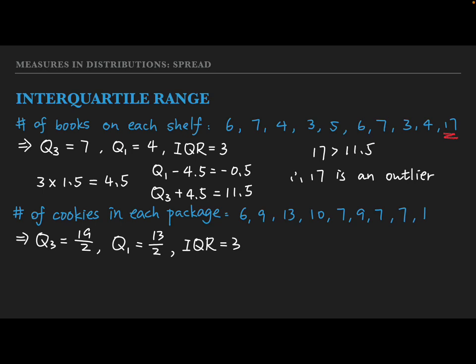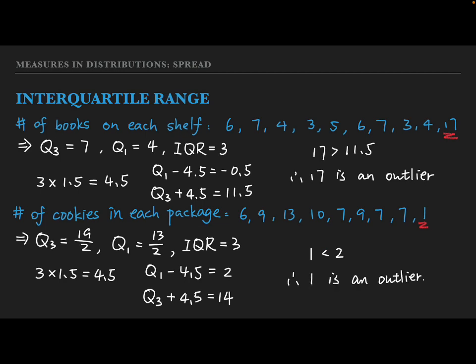In the case down here, we repeat the same steps. Multiply the interquartile range by 1.5. 4.5 below the first quartile is 2, and 4.5 above the third quartile is 14. There's no value larger than 14, but 1 is smaller than 2, so it is an outlier.